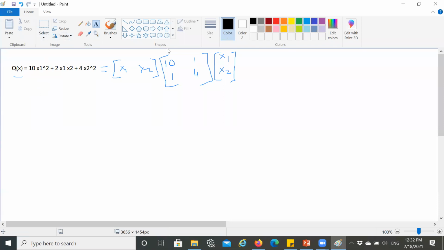That's because if you take Q1 equal to this element, 10, then 10 is greater than 0. Then you take Q2, which is the whole matrix. You take the determinant of 10, 1, 1, 4, and this would be 40 minus 1, which is 39, greater than 0. Since both of them are greater than 0, it satisfies the condition for PD, positive definite. Okay, guys?